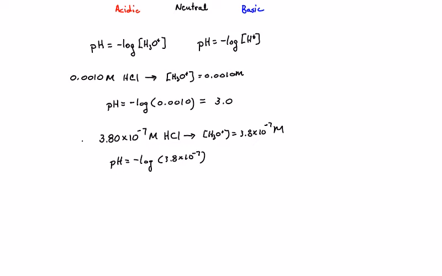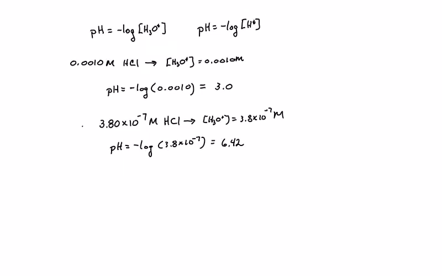Okay, and we get 6.42. And you can see here, as the concentration of the acid is getting lower and lower, the closer we get to being neutral in pH. Now this raises an interesting question.